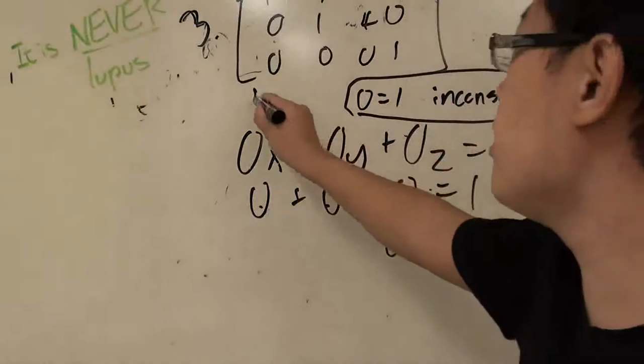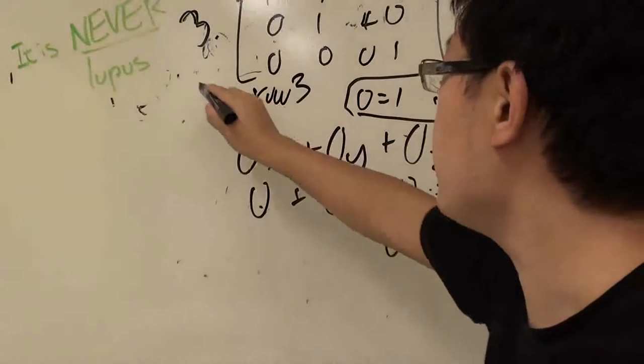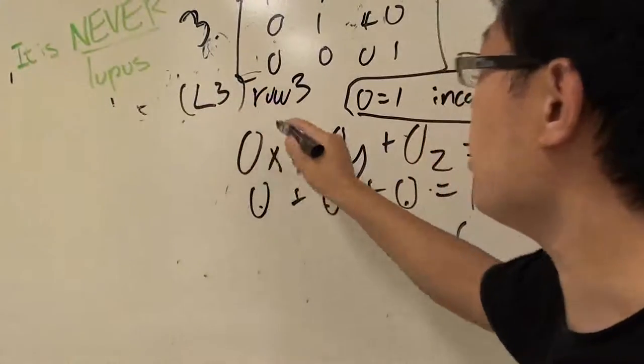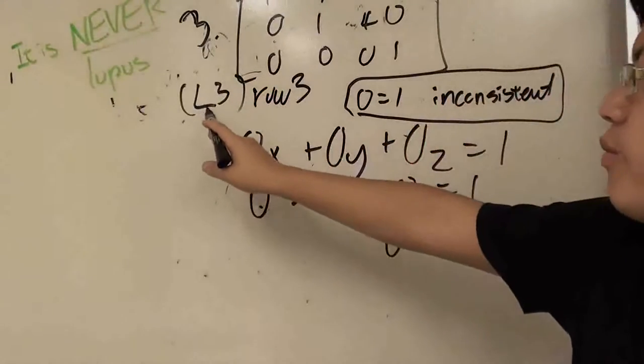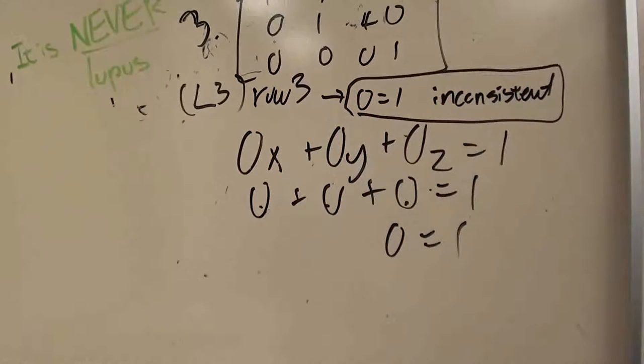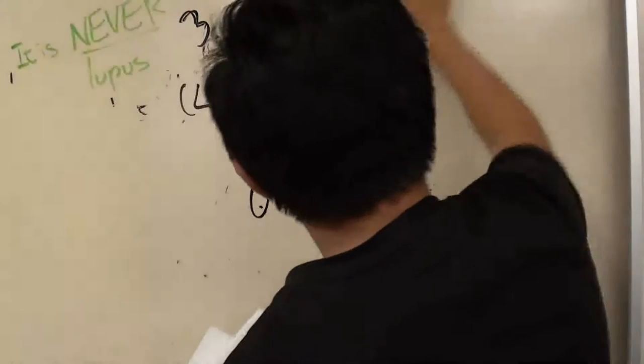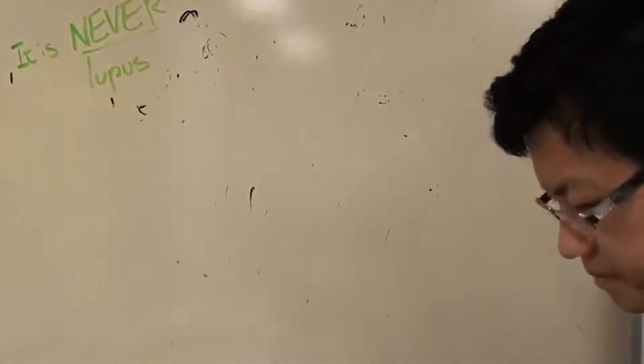I might write third row, row 3, or line 3. Doesn't matter which one you use. I think we'll use this format later on when we do elimination. So therefore, the whole matrix is inconsistent. That might be a little safer approach. But nonetheless, it really doesn't matter.